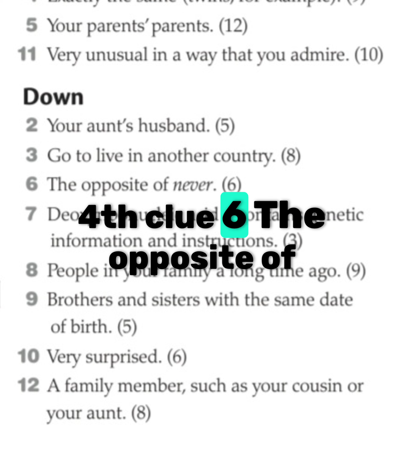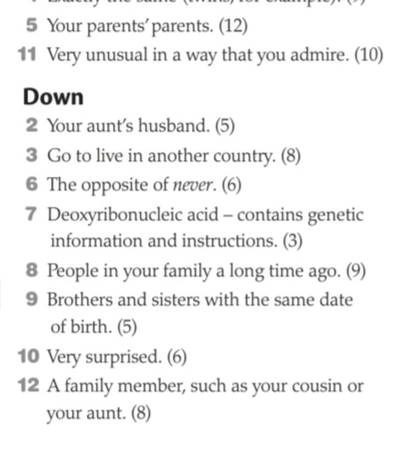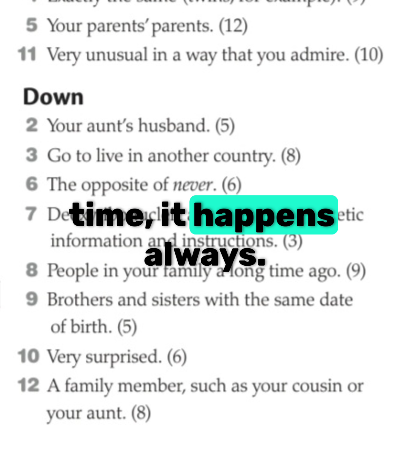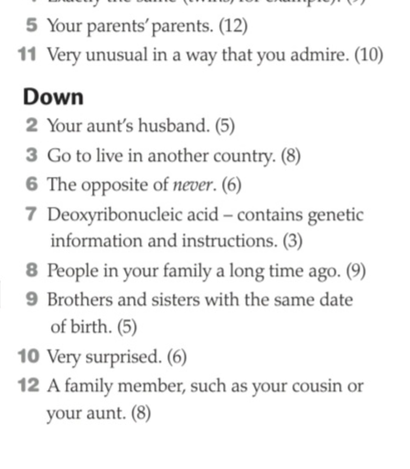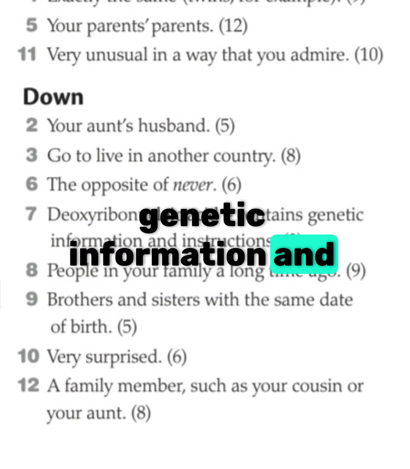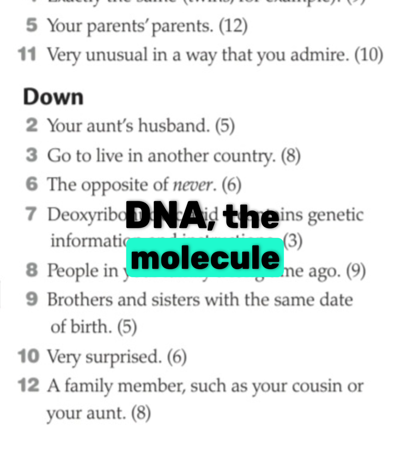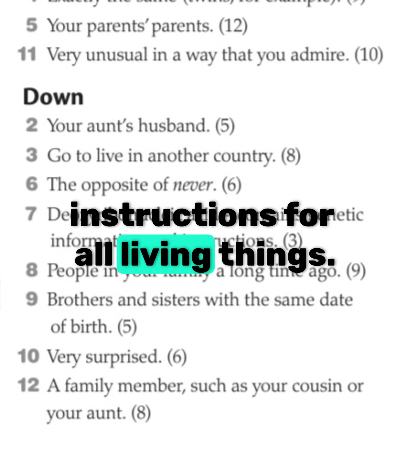Fourth clue. 6. The opposite of never. 6 letters. The answer is always. If something happens all the time, it happens always. Fifth clue. 7. Deoxyribonucleic acid contains genetic information and instructions. 3 letters. The answer is DNA, the molecule that carries genetic instructions for all living things.